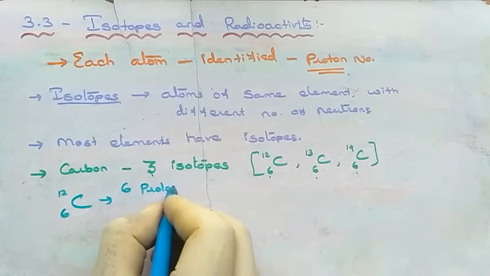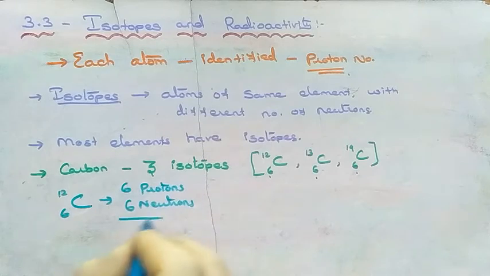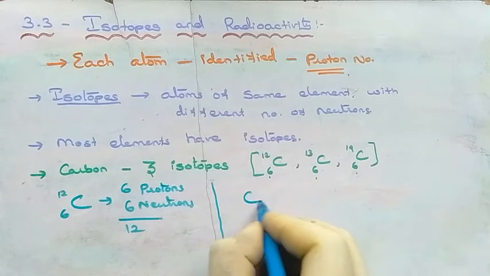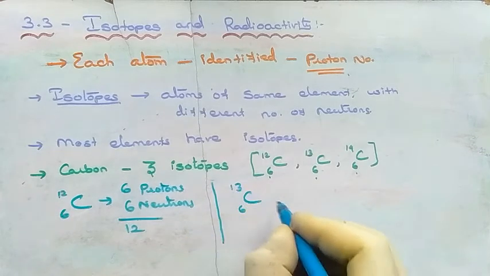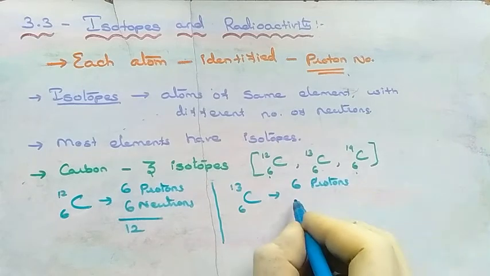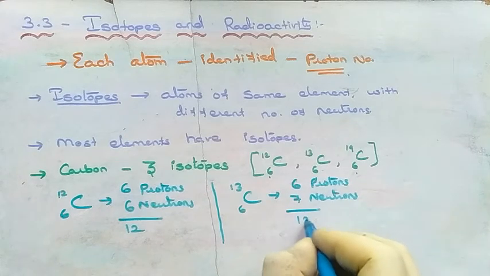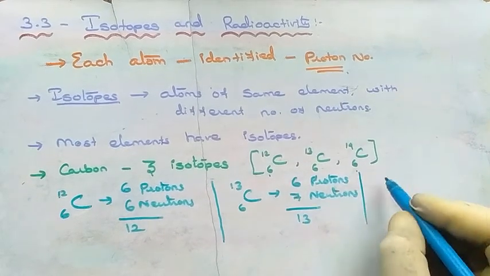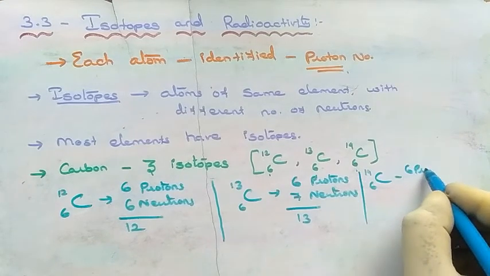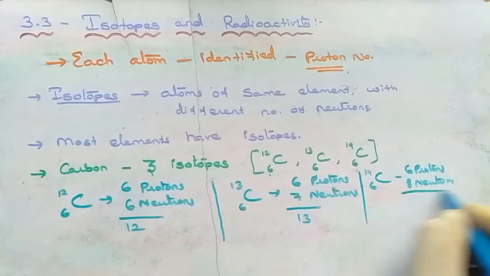First, in the carbon 12 isotope, there are 6 protons and 6 neutrons. Due to that, the nucleon number is 12. Next, in the carbon 13 isotope, there are 6 protons and 7 neutrons. Due to that, the nucleon number is 13. Next, in the carbon 14 isotope, the number of protons is 6 and the number of neutrons is 8. Due to that, the nucleon number is 14.